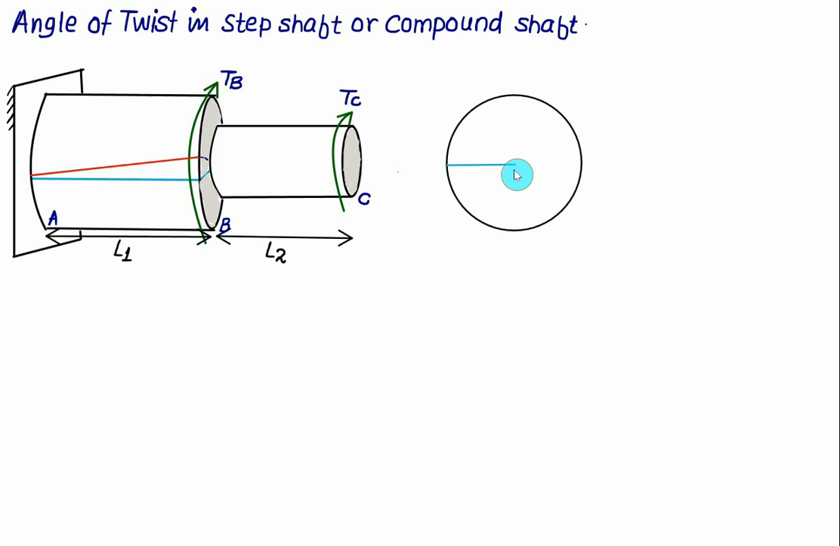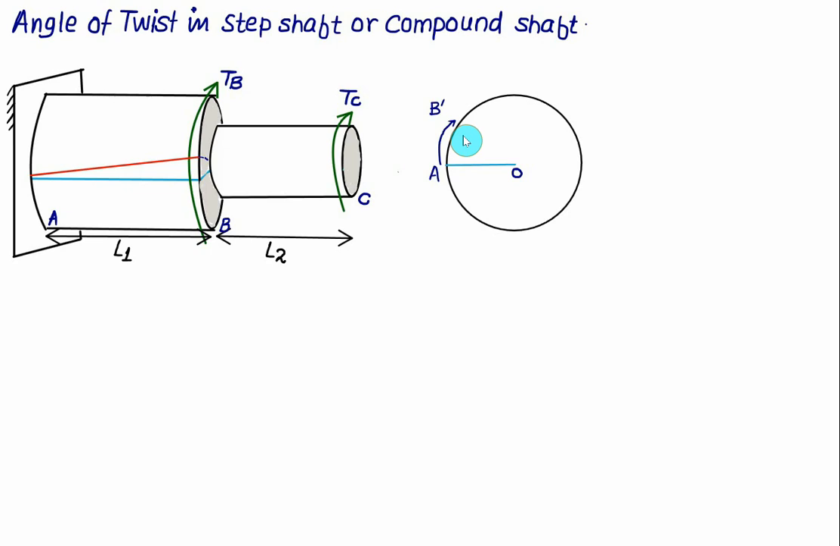Initially we are at the center, that is the origin, so this line we can visualize as A, the point A, and the point B will be at the same level. But after you apply the twisting moment to shaft AB, B has been shifted to a new position, B prime.